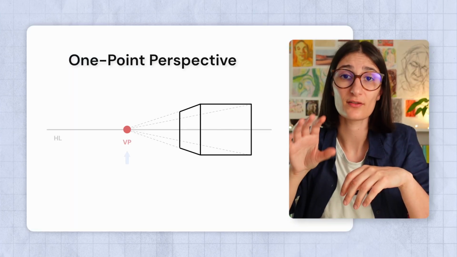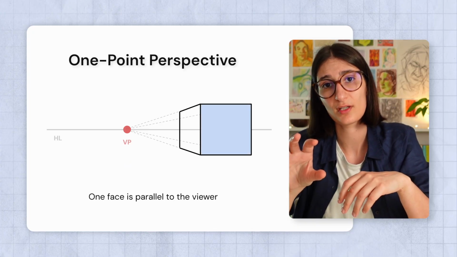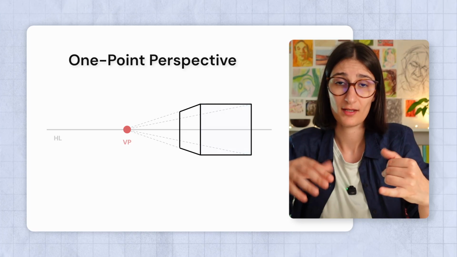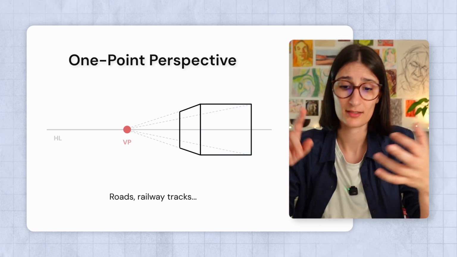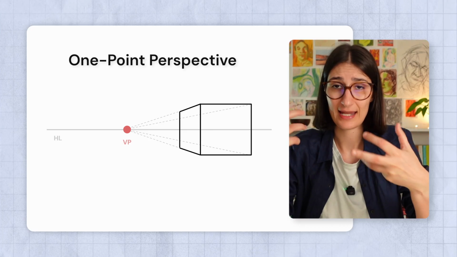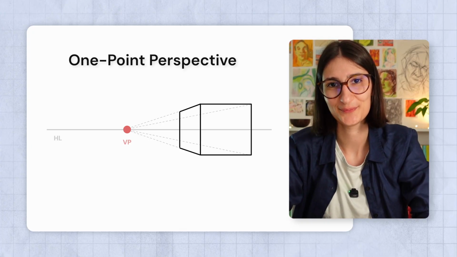One-point perspective has only one vanishing point, and one of the faces of the object is parallel to the viewer. It's best used for drawing roads, railway tracks, and in any case that a face of an object is parallel to the viewer. I'm going to use this cube to make it a little bit more visual.